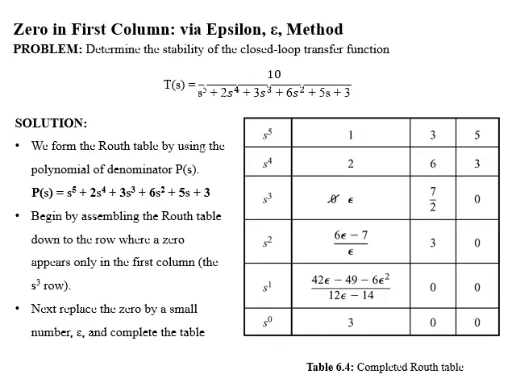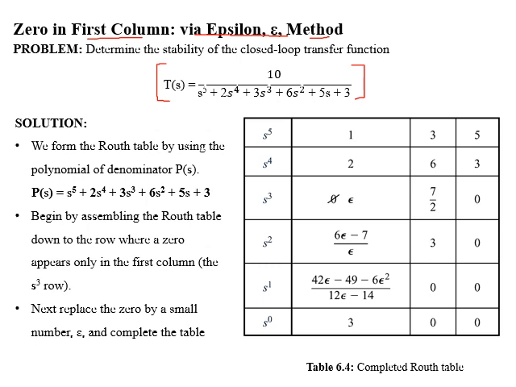Dear students, now we will start the first case when 0 occurs in the first column, and we will study the method how to find stability for such cases with the help of Epsilon method. In the given example, you have to determine the stability of a system with the help of Routh Hurwitz criteria.